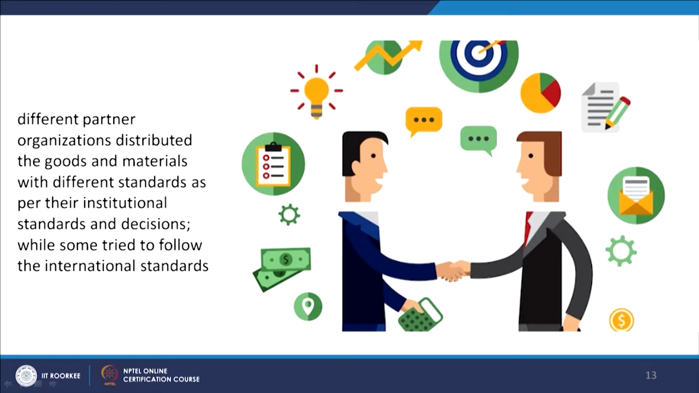But in reality, there are different partner organizations which have distributed the goods and materials with different standards as per their institutional standards and decisions, while some try to follow the international standards. So obviously it cannot be a very uniform and standardized material. So each organization, whatever resources they have and whatever standards they have followed, as per their agency standards or institutional standards, that is how they try to deliver the products.